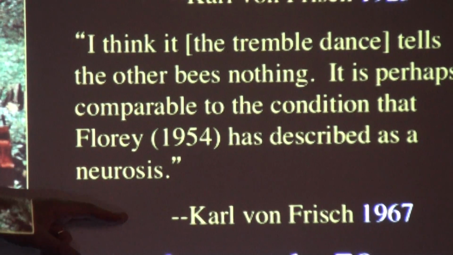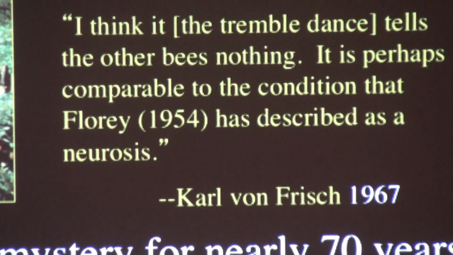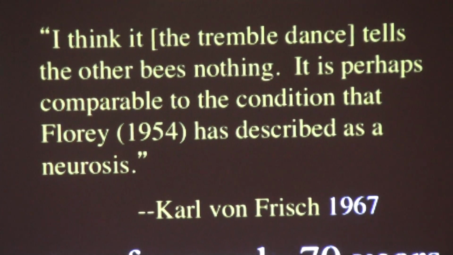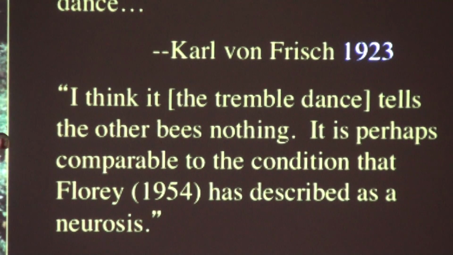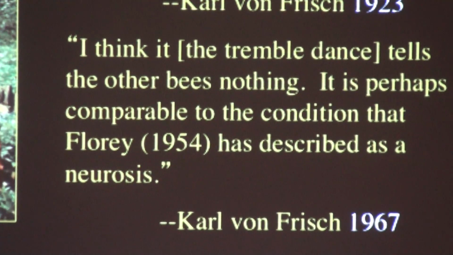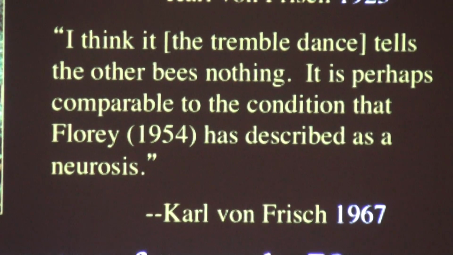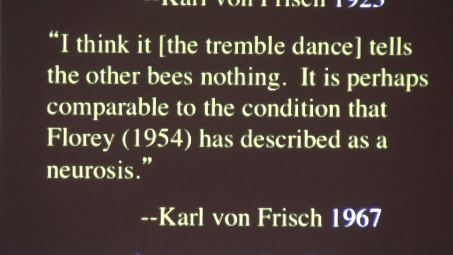The next time he wrote about it was over 40 years later, when he was writing his summary work of his life's work about the waggle dance. And he wrote, "I think the tremble dance tells the other bees nothing. It's perhaps comparable to the condition that Florey, 1954, has described as a neurosis." It does look kind of like a neurotic bee. And so he didn't solve it.